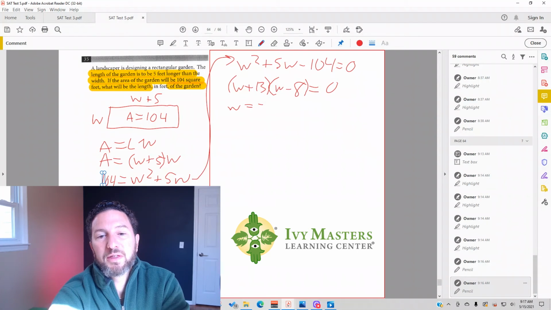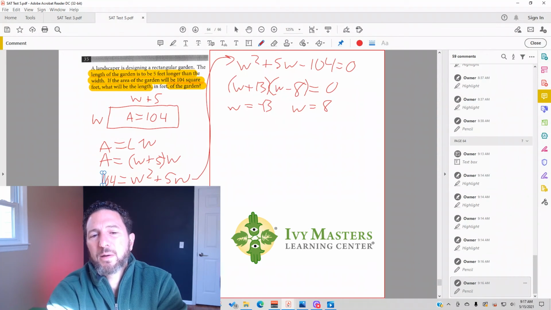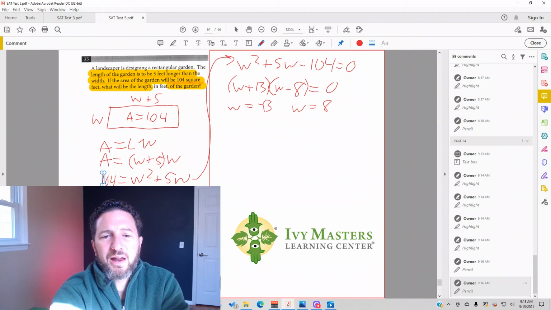W is going to equal negative 13, and W is going to equal a positive 8. And how'd you know that? Well, the step in between there, you'd say W plus 13 equals 0, W minus 8 equals 0. And then you'd add 8 to both sides, get W equals 8, subtract 13 from both sides, W equals negative 13. You cannot have a negative width, so we know that W is out.